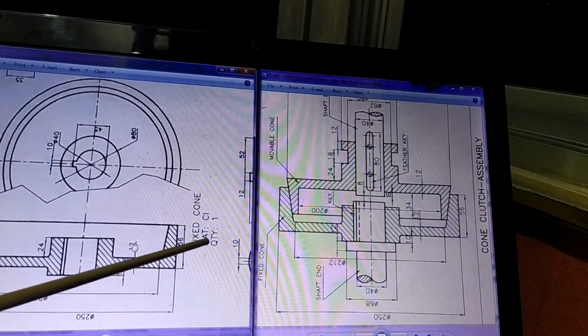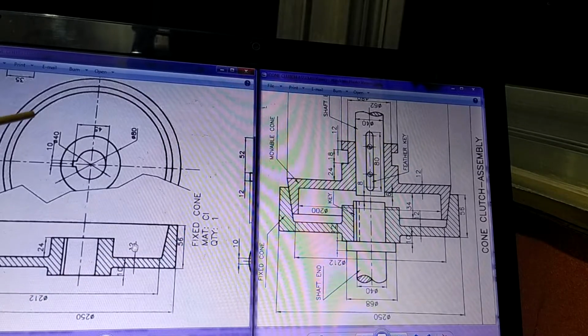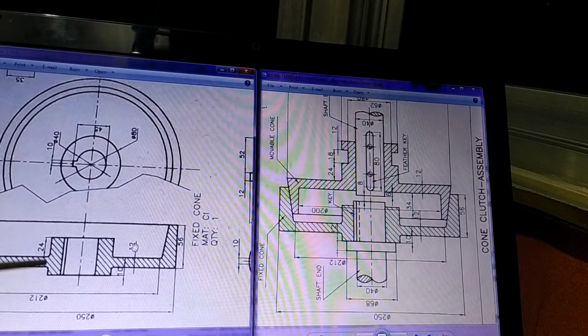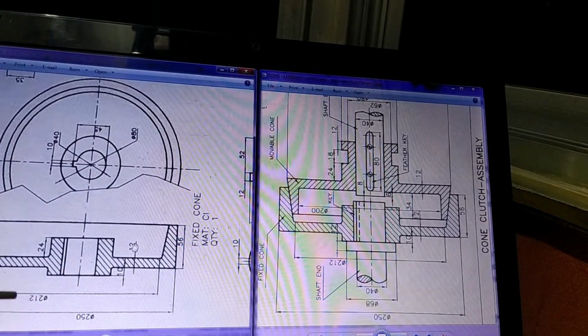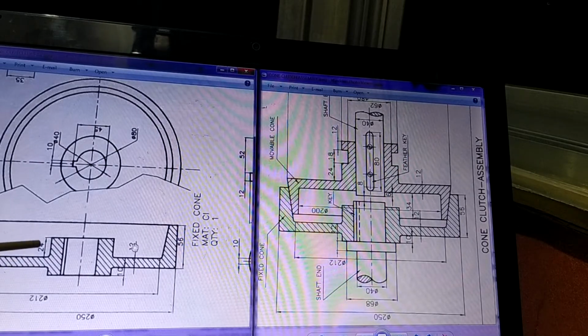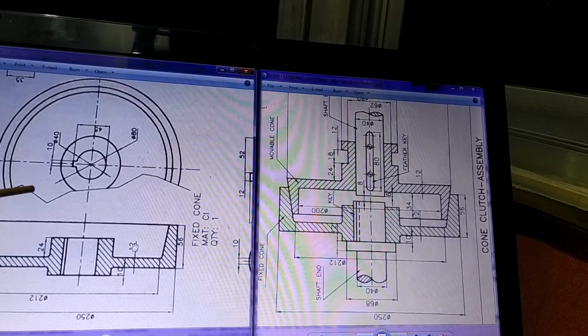So name of the part, material and quantity, this information must be written along with the detailed drawing of the part. And all the dimensions of the detailed drawings, they are to be mentioned here, so that the manufacturer will be able to make this part. So if one of the dimensions is not there, then there will be difficulty in making this part. So the designer has to ensure that all the dimensions are properly mentioned in the detailed drawing.